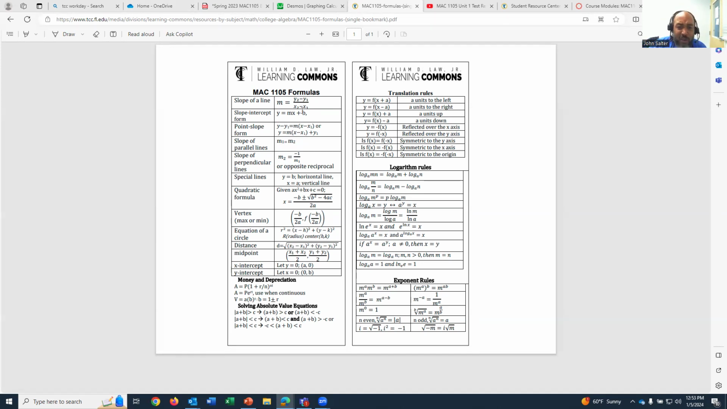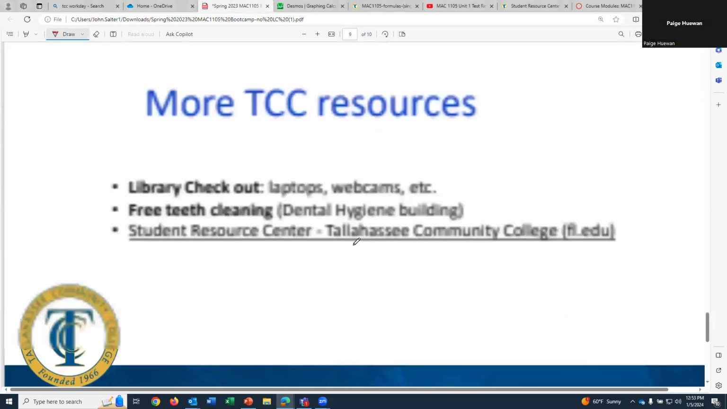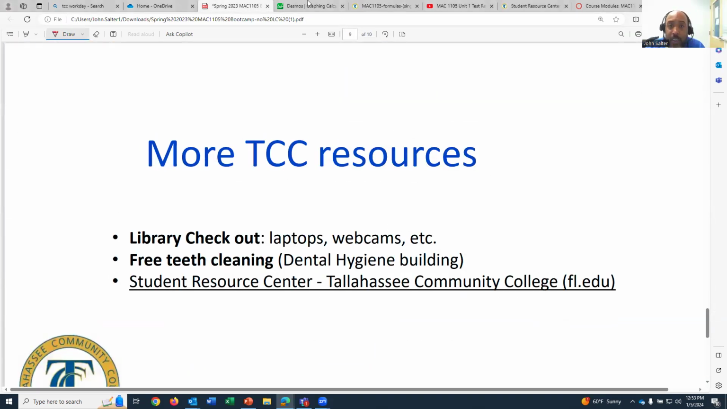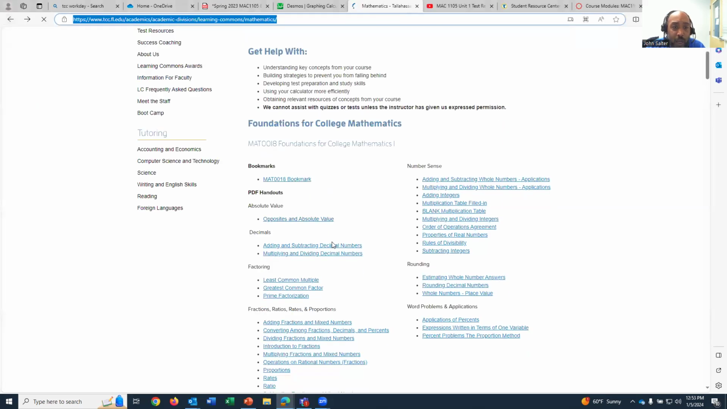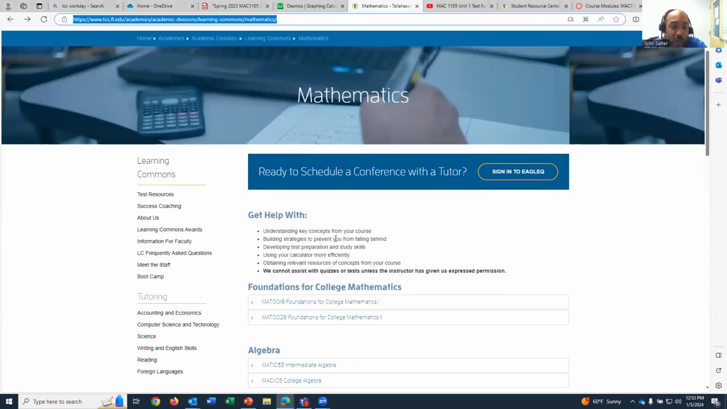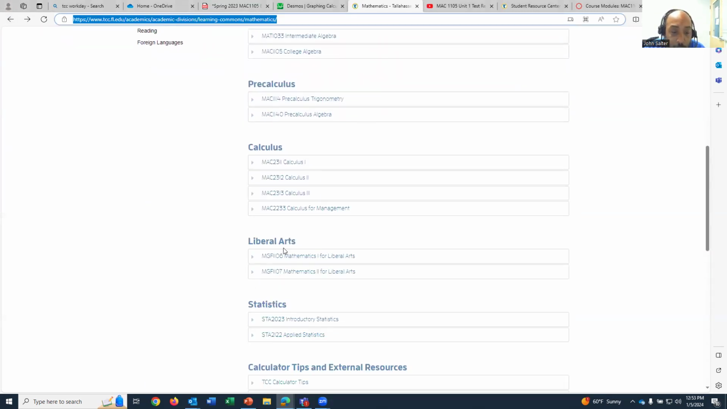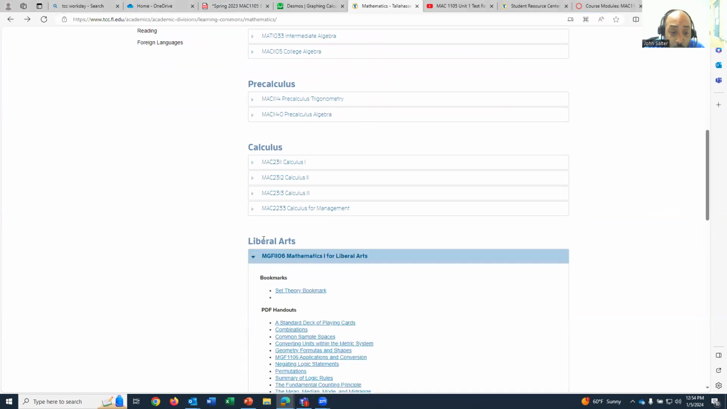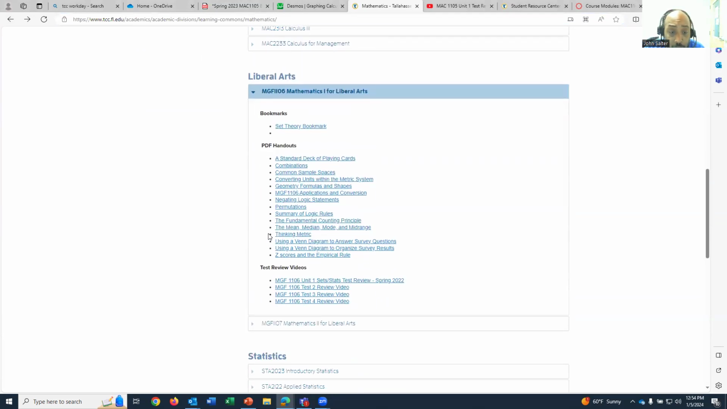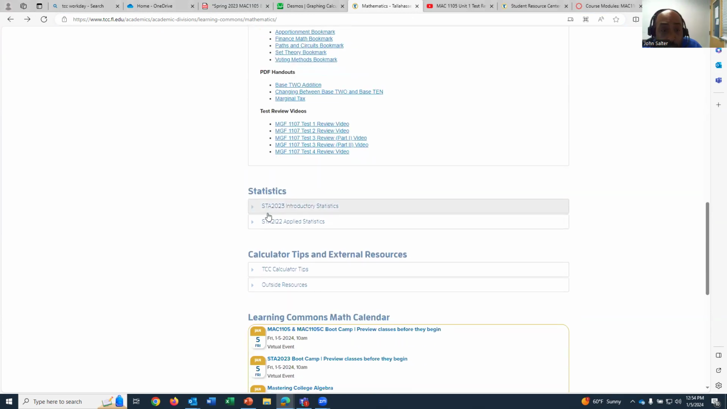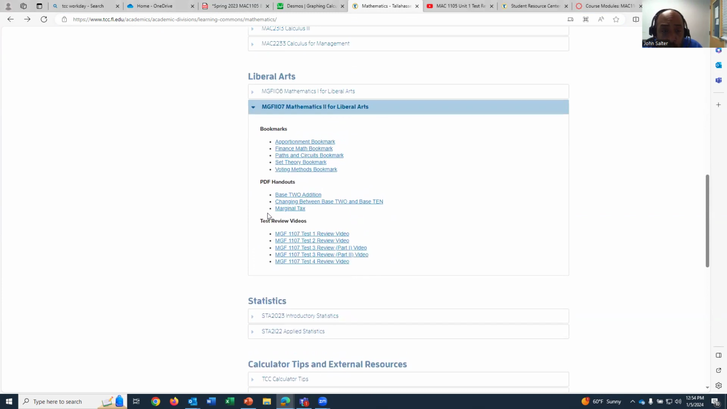The very first link that I gave you was for the TCC math page. Can you guys still see my screen? Yes. Awesome. Here we are. This is the link that I had given you before. Liberal arts is just further down the page. We have stuff for liberal arts 1, which is a lot of ratios, comparing data, and for liberal arts 2, which is kind of like real life math.